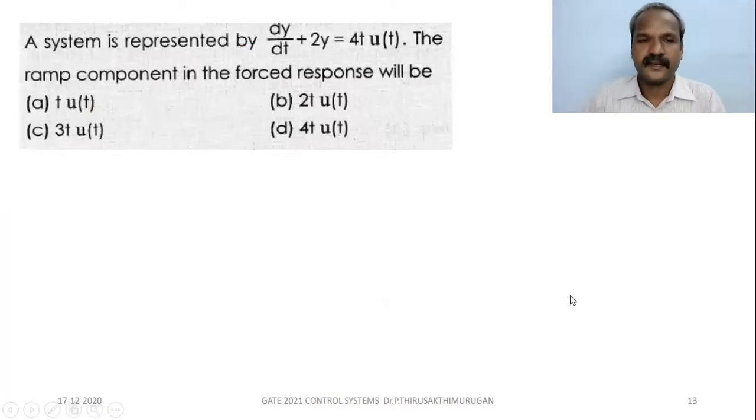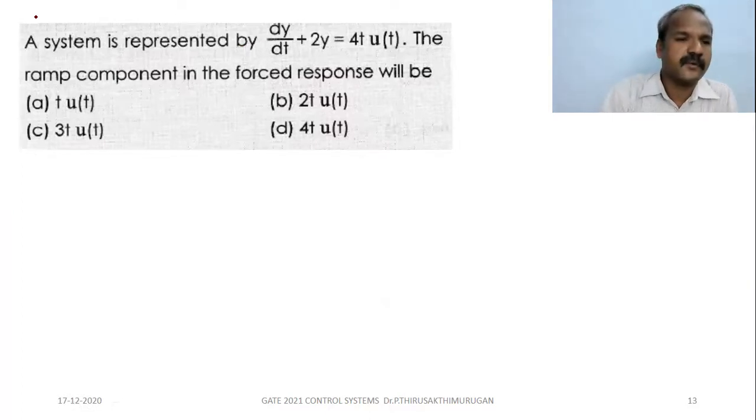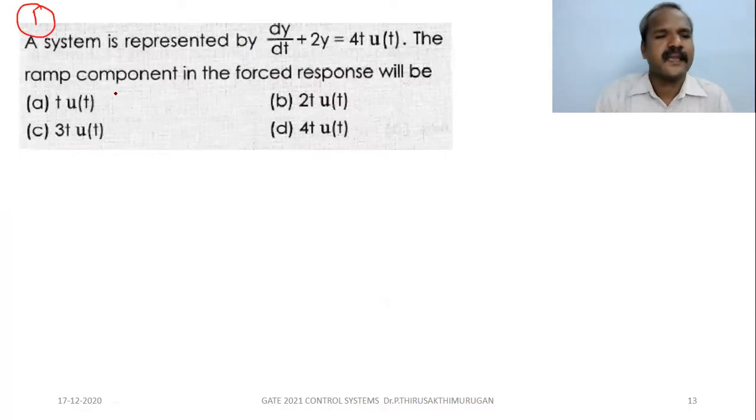See, let us discuss some problems in the time response analysis of second order systems. So this is problem number 1. A system is represented by dy by dt plus 2y equal to 4t u of t. The ramp component in the forced response will be: A, t into u of t; B, 2t u of t; C, 3t u of t; D, 4t u of t. Which is the correct answer? Let us find.